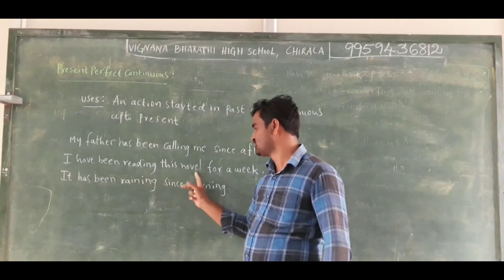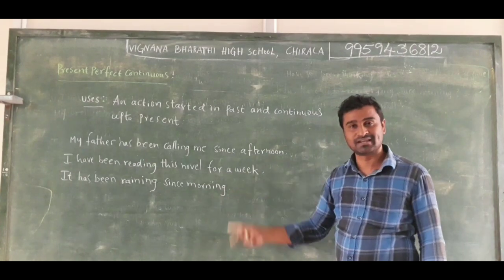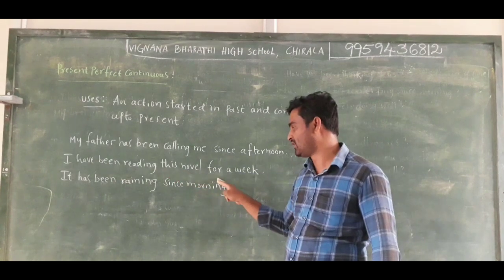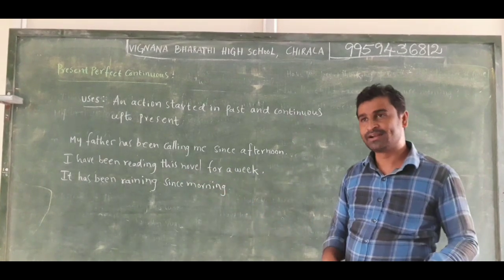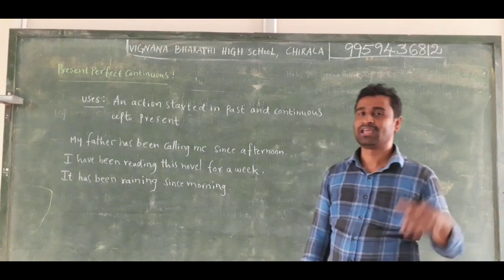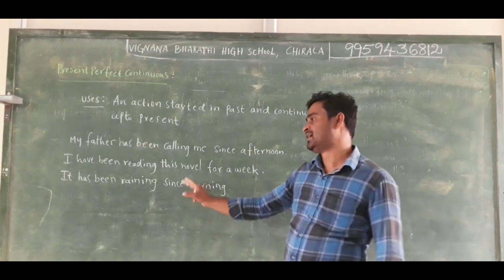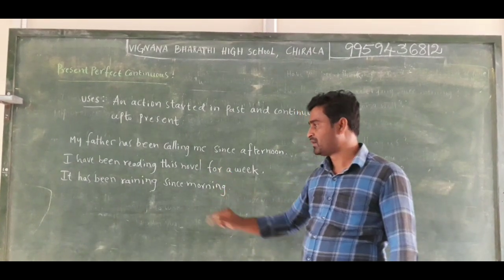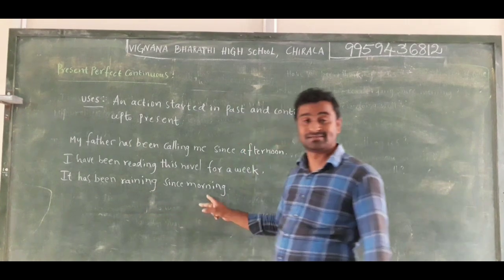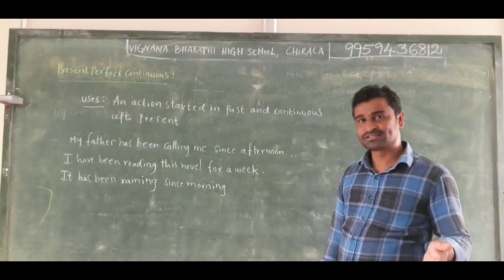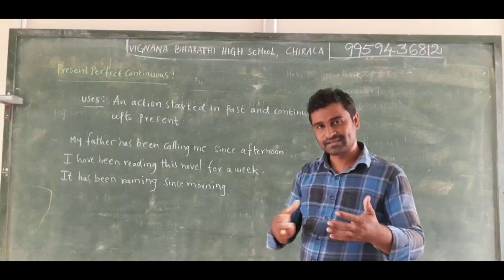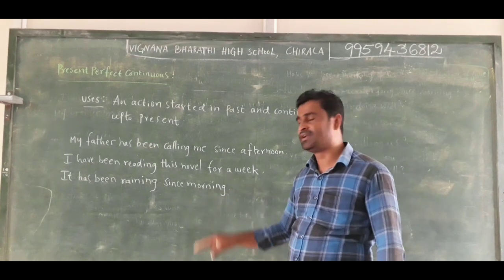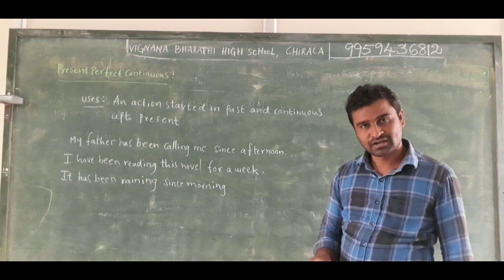I have been reading this book for a week. A week is a combination of 7 days. So I have been reading this novel for a week, which means I started reading the novel a week ago, 7 days back, and I am still continuing to read it. Third, it has been raining since morning. Since morning, rain already started in the morning, and it still continues to rain. In this case only we use present perfect continuous tense.